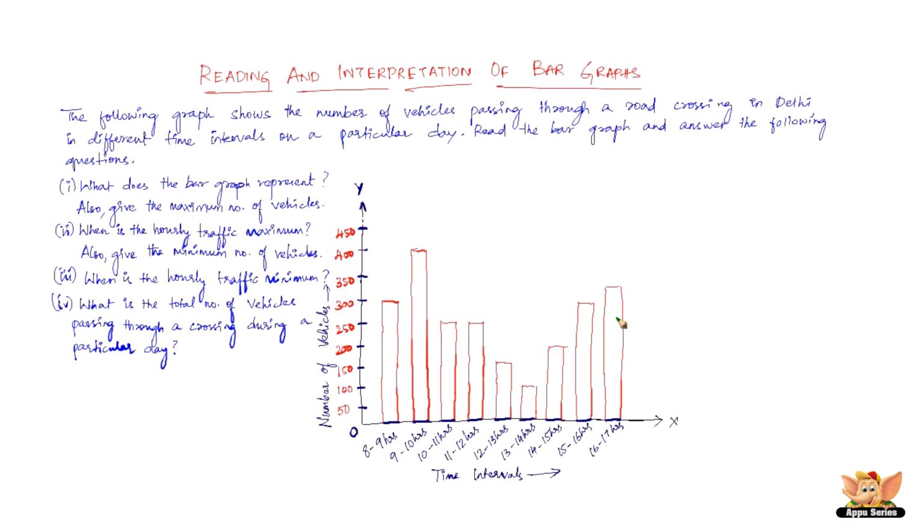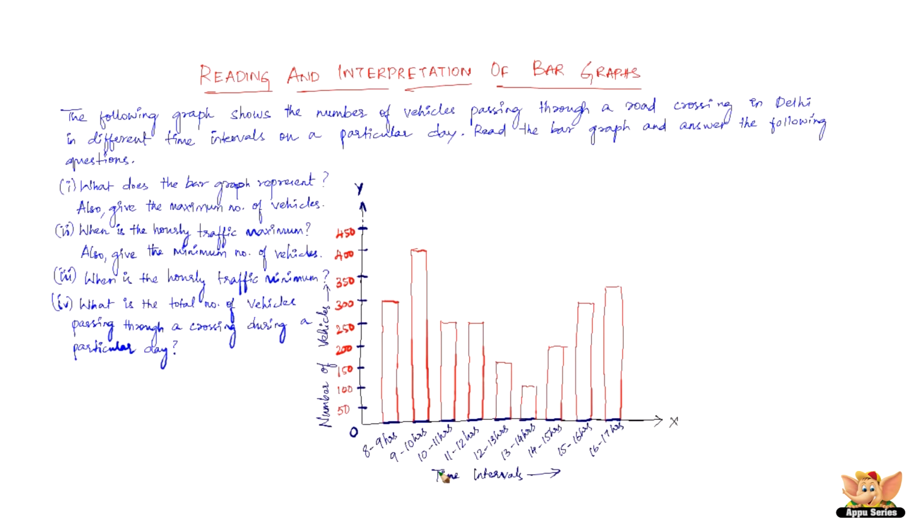So here we have a graph, and I just read the question. What we have to do is we need to read and interpret the bar graph and answer these questions. So let us take it one by one. What does the first one say? What does the bar graph represent? Okay, what do you think the bar graph represents?